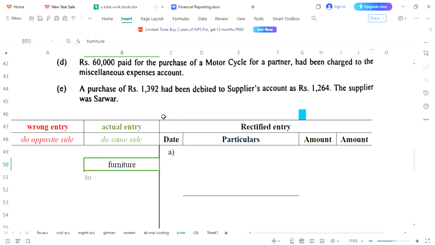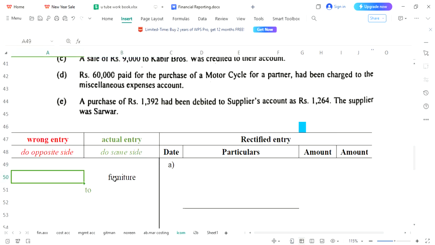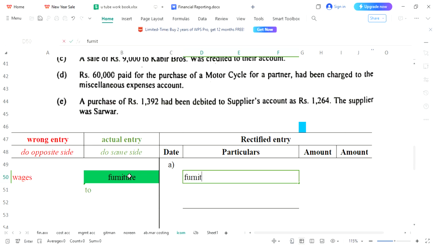All right, let's see what happened. The first half of this question shows what was required, and the next half shows what mistake we have made. It had been charged to wages account. So by mistake, we have written wages account instead of furniture. Now you will come to know how you will rectify this mistake. As usual, furniture was actually required to be written, but we have not written it. So right now we will write it.